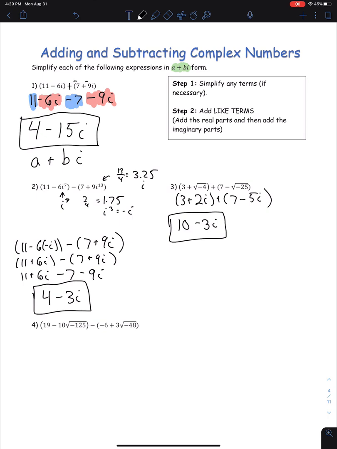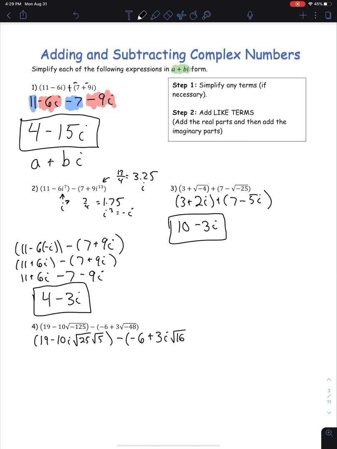And the last one, number 4, then we're moving on to multiplying complex numbers. We first need to simplify any terms. So we have 19 minus 10, take out the i, and we have radical 125, which is radical 25, radical 5, minus negative 6 plus 3, take out the i, and we're left with radical 48. The highest perfect square that goes into 48 is 16. So we have radical 16 and radical 3.